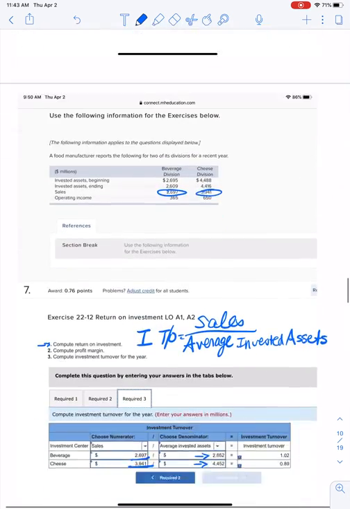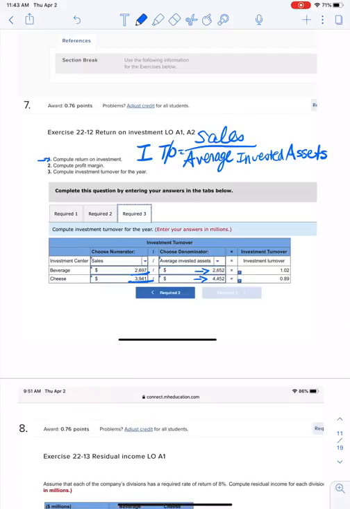So definitely, those just pull straight down through. And we actually see an investment turnover here for the beverage department of 1.02 and an investment turnover for the cheese department of only 0.89. So in this case, we actually do see the higher investment turnover with the beverage department, which is dissimilar to what we've seen up to this point, where the cheese department has been outperforming the beverage department.